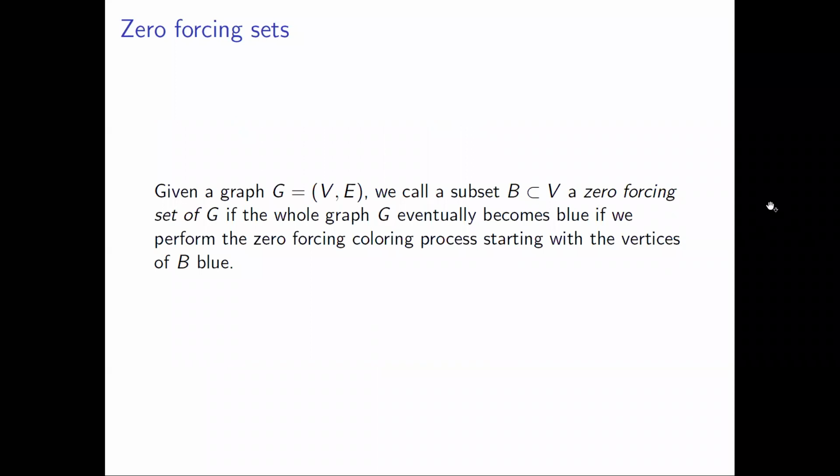So if we're given a graph G, we call a subset of its vertices a zero forcing set if the whole graph can be eventually colored blue by iterating the zero forcing color change rule, starting with just the vertices of B blue.